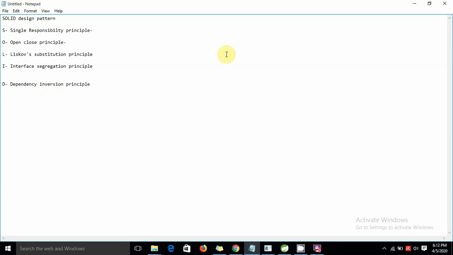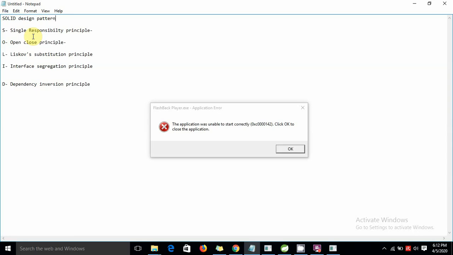Design pattern. SOLID design pattern is basically a combination of 5 different design principles, and each letter is an acronym for one design principle. Here, S is the acronym for the single responsibility principle, O is for the open close principle, L for the Liskov substitution principle, I for the interface segregation principle, and D for the dependency inversion principle.